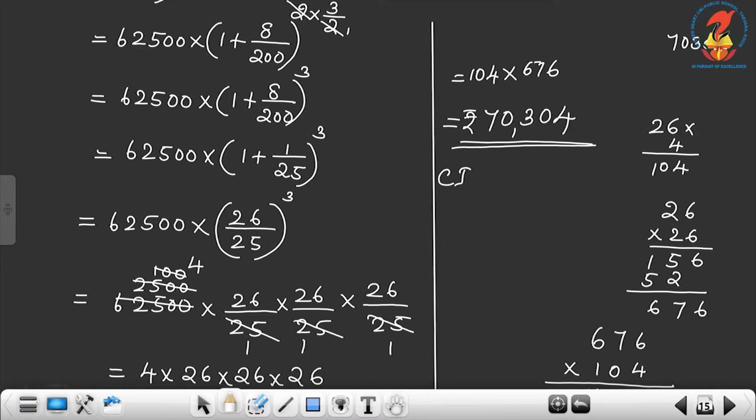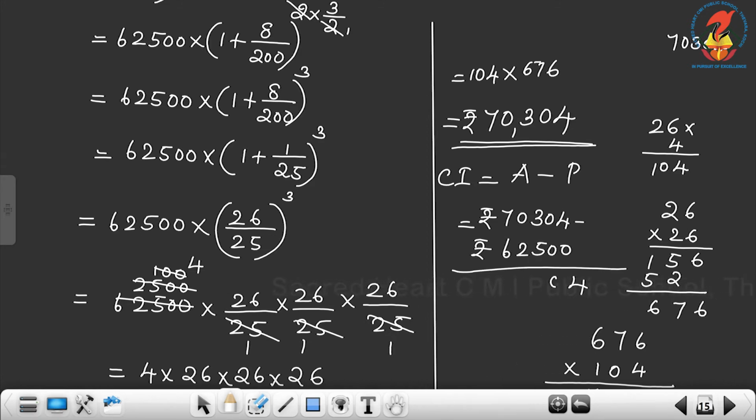Now we can find out the compound interest. Compound interest is equal to amount minus principal, that is rupees 70,304 minus rupees 62,500. So 7,804. So the compound interest is rupees 7,804.